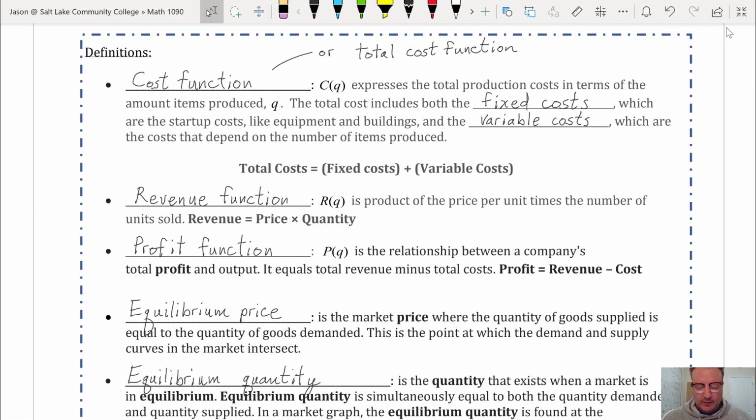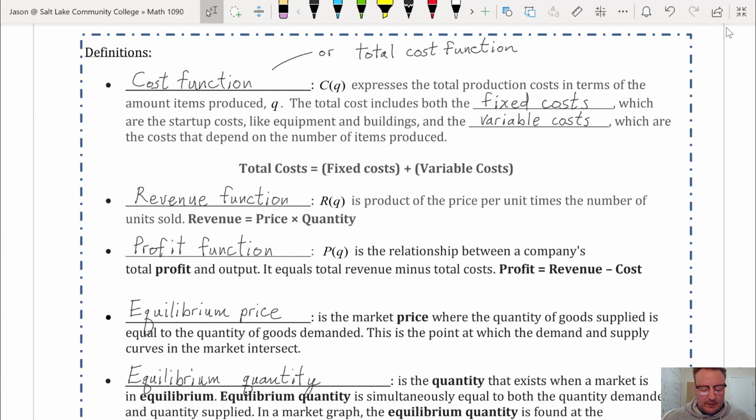The cost function expresses the total production costs in terms of the amount of items produced, or Q. The total cost includes both the fixed costs, which are the startup costs like equipment and buildings, and the variable costs, which are the costs that depend on the number of items produced or the amount of service provided. So total costs are simply defined to be your fixed costs plus your variable costs.